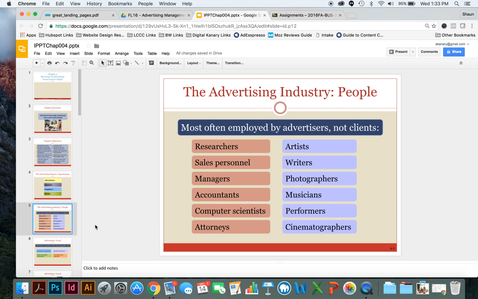So talking about advertising industry people, these are the most often employed by advertisers and not clients: researchers, sales, managers, accountants, computer scientists, and analytic people; attorneys, artists, writers, photographers, musicians, performers, and cinematographers. These are often not kept in-house at a brand or a company. You usually have to work with an agency to hire these types of people. The average company, such as Joe's TV and Appliance, doesn't have these types of people. Obviously, the positions in the red are more of your business type positions in the advertising world, and the blue people are more of the creative type people. But all go together to work as one to produce a product for a client.